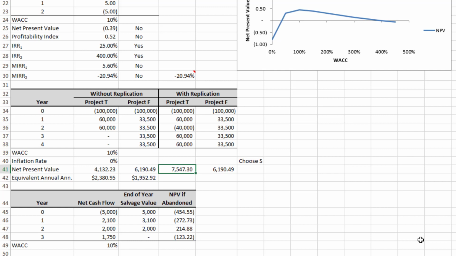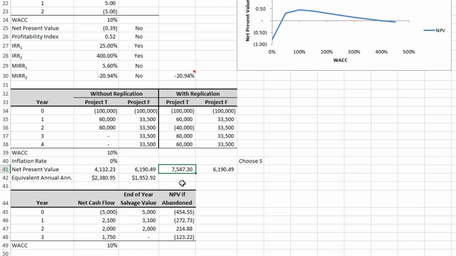The alternative, which will almost always give you the same answer, is the equivalent annual annuity method. And in that case, remember that we took the NPV that we calculated, and that becomes the present value. N is the life of the project, and the interest rate is the cost of capital, and you solve for the annuity payment. So effectively, what this gives you is how much of an annuity could you purchase with the NPV. The higher equivalent annual annuity gives you the better project. And in this case, it's Project T, which is the same thing that we found using the replacement chain approach.